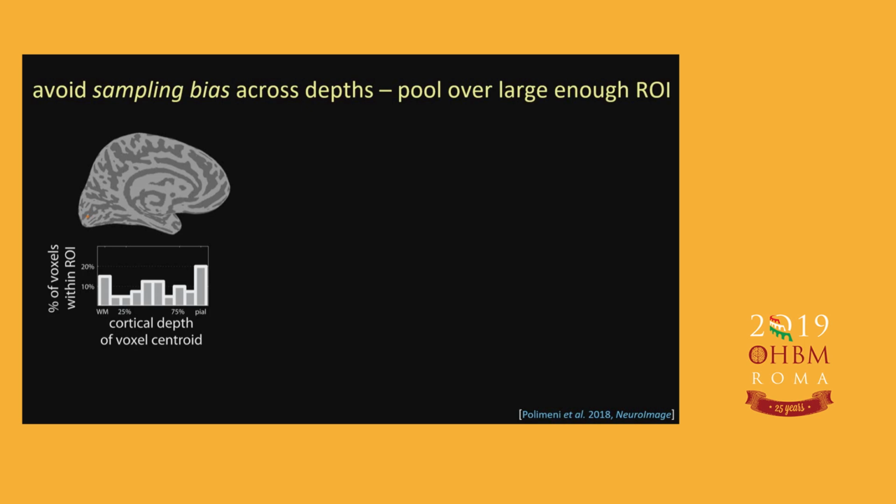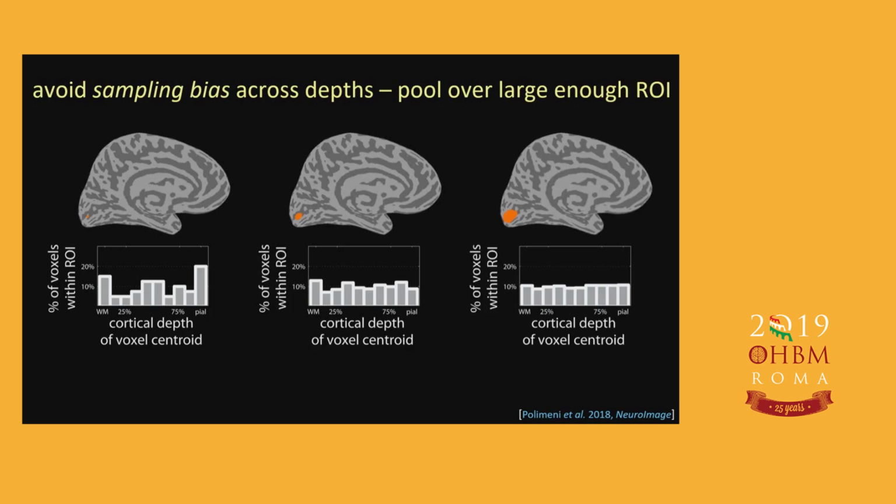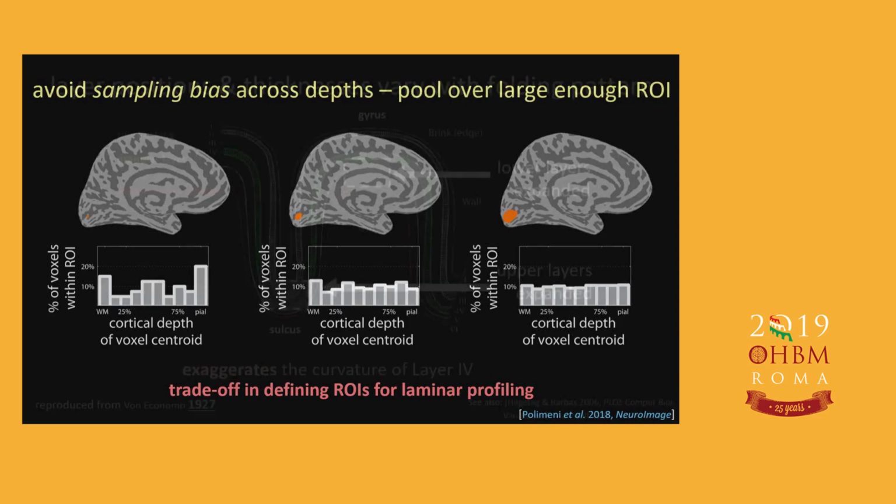So what can we do? We can make the ROI a little bit bigger. In this case, if you look at the histogram again, it looks to be a little bit more uniform, still not perfect. If we go to a larger ROI, which takes up about half of V1, we see that the distribution becomes much more flat, indicating we have minimal sampling bias across depths. So this is a trade-off in defining ROIs for laminar profiling. On the one hand, we want the ROIs to be as small as possible, so the assumption holds that all of the voxels at any given cortical depth have the same activation within the ROI. We also want the ROI to be large enough to avoid these depth sampling bias effects.